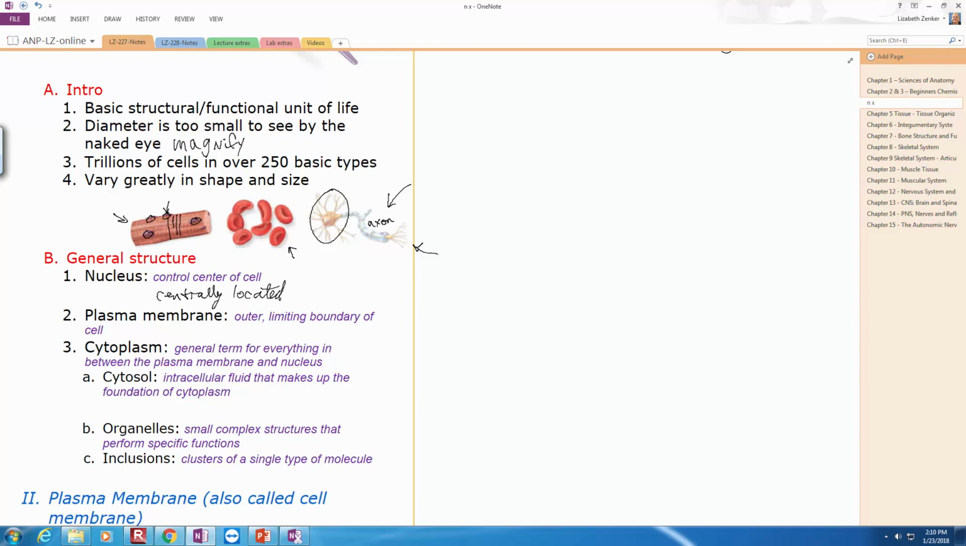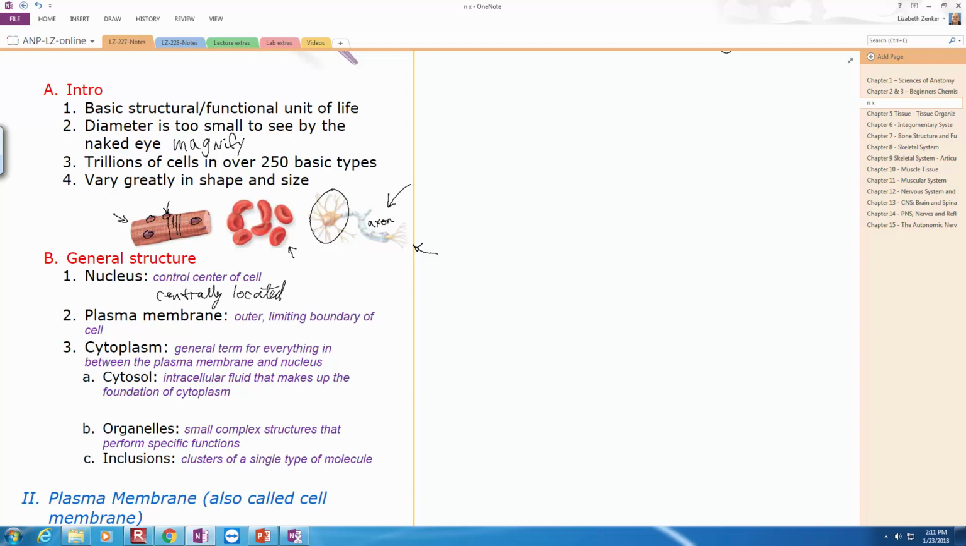Anything between the plasma membrane and the nucleus is going to be cytoplasm. The fibers and the other stuff you're seeing in it are the veggies floating around in it, but it fills up that entire space. Cytosol is the intracellular fluid. Intra is like within, intracellular fluid that makes up the foundation of cytoplasm.